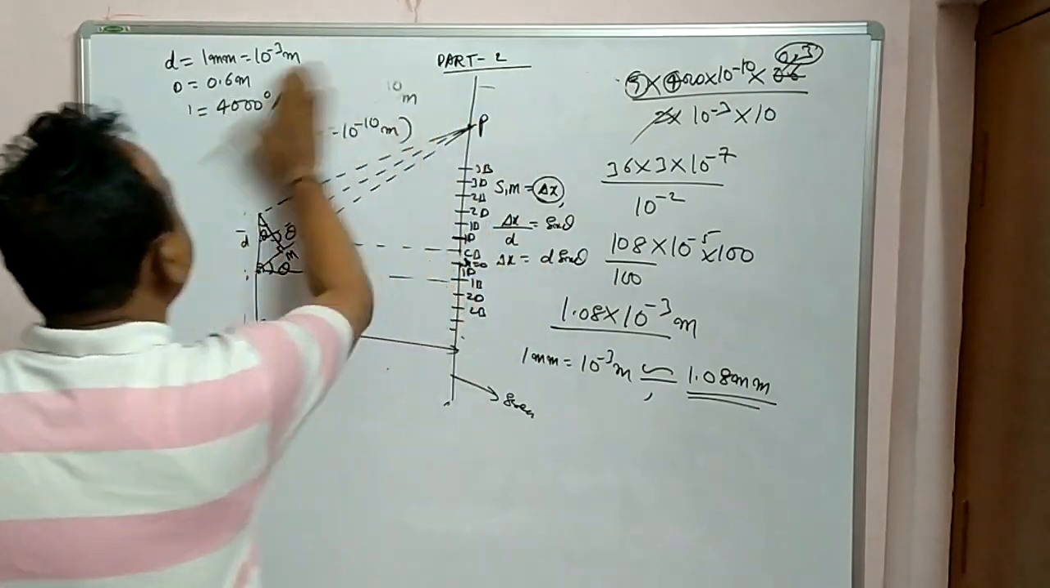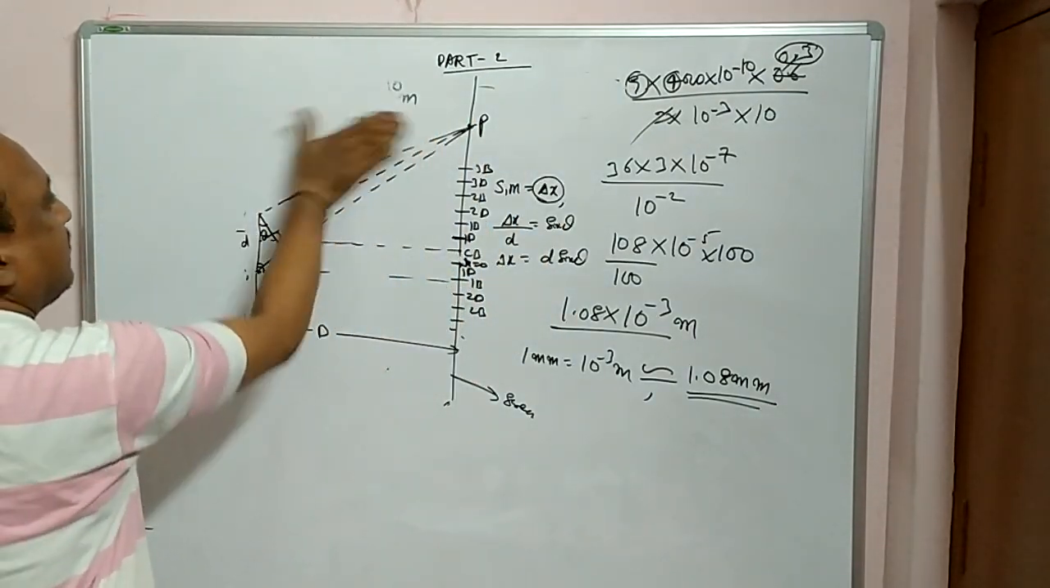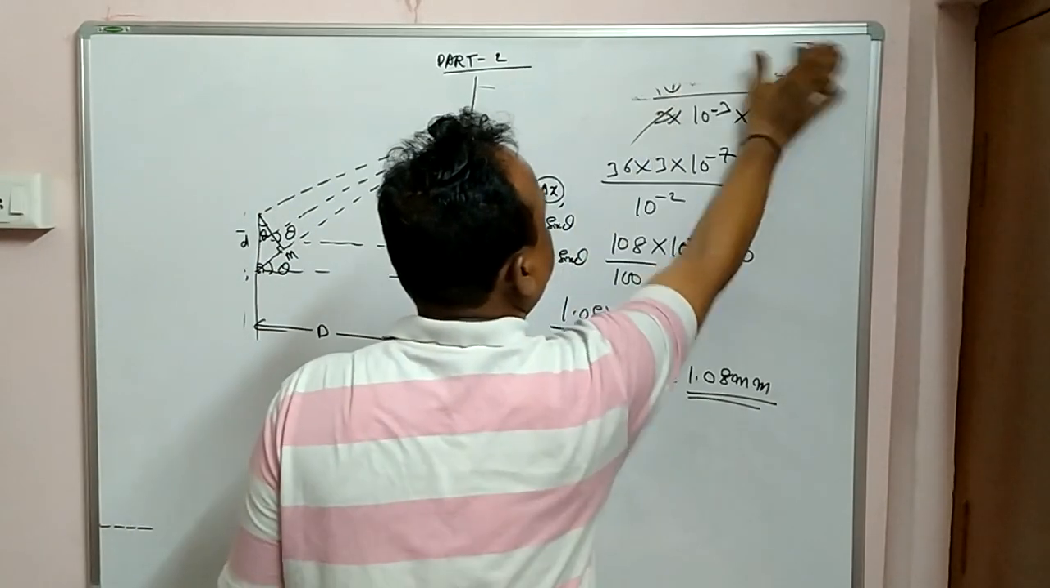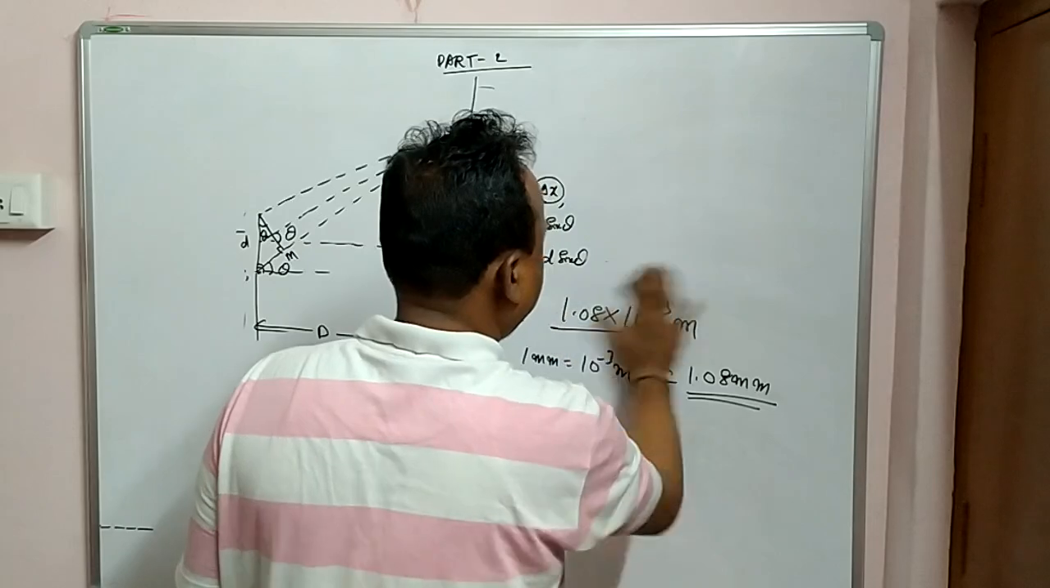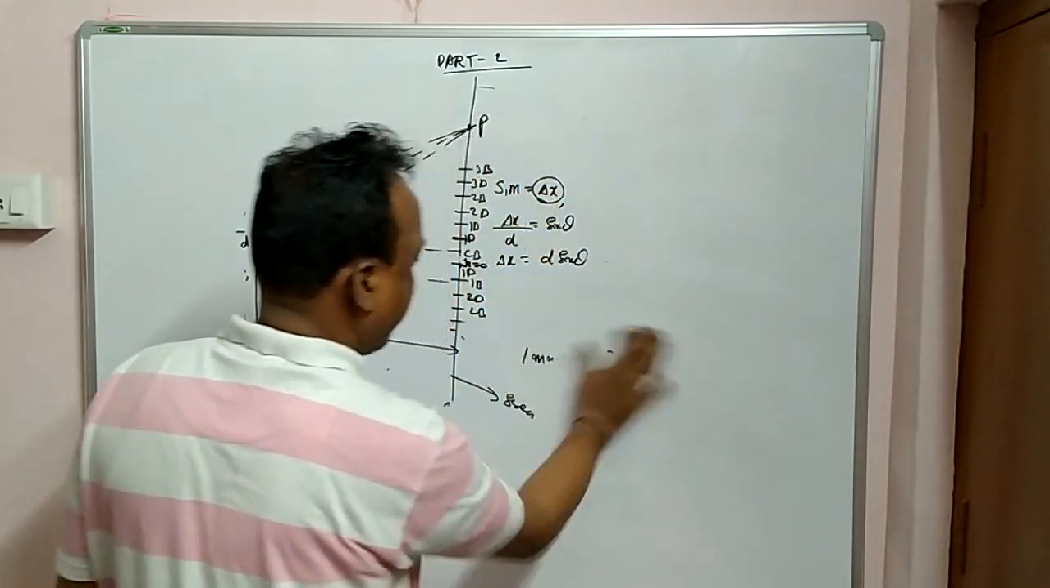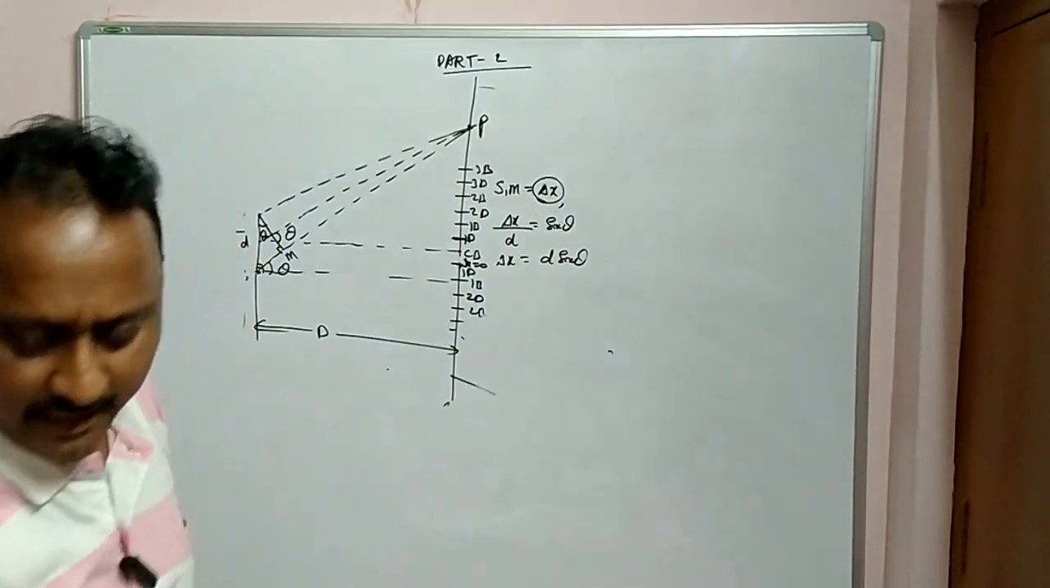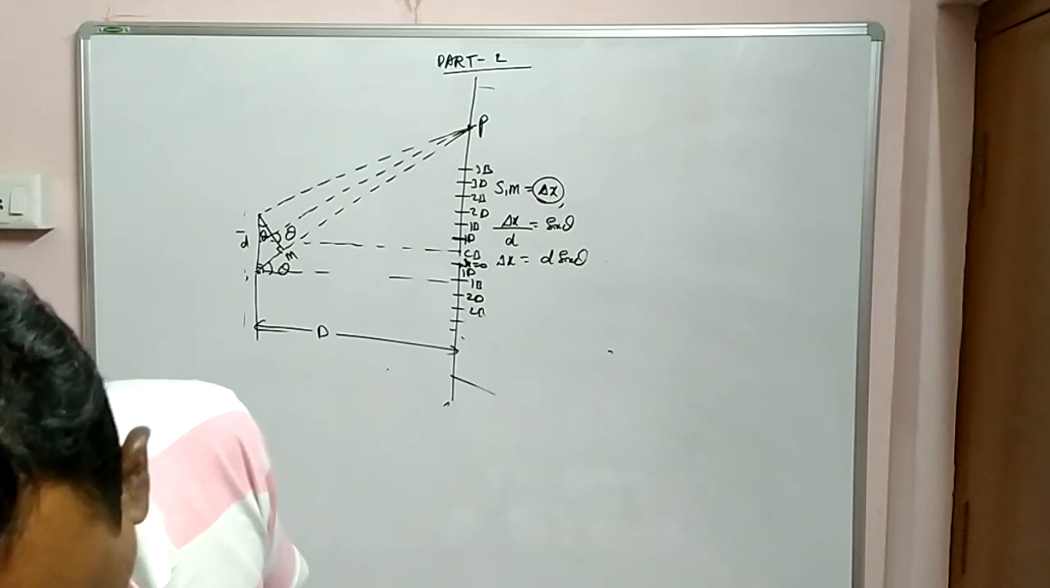Clear? So just for practice purposes I have given one numerical. Please practice such type of problems in your books to understand in a better manner. Okay, clear? Right. Now let us go to the next item.